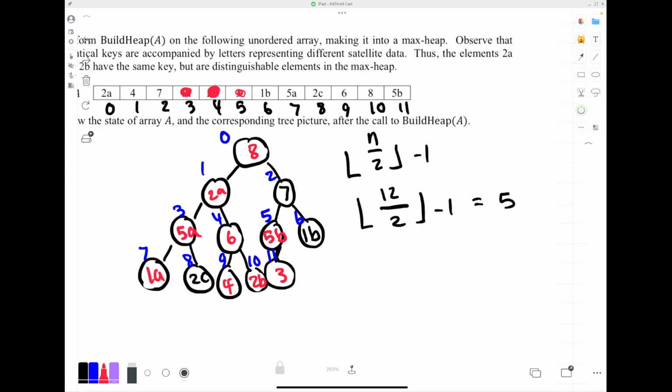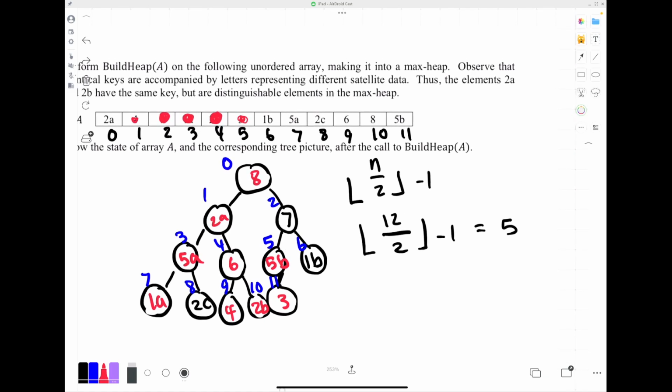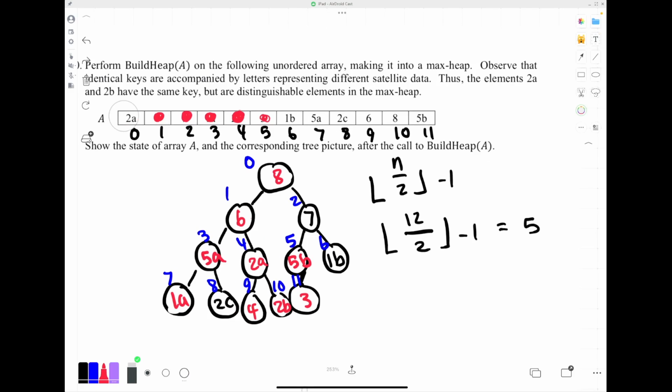And now we can look at index 3. Is 5a greater than 1a and 2c? Yes. So now we go to index 2. Is 7 greater than 5b and 1b? It is, so we can go to index 1. Is 2a greater than 5a and 6? It is not. So we're going to swap 2a with 6 because 6 is bigger than 5. And then we look at our index 0. Is 8 greater than 6 and 7? It is, perfect. And now we can look over it again, and we can see that there's another problem right here where the 2a is not greater than 4. So we can go through it again once more.